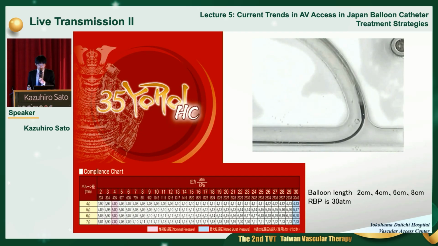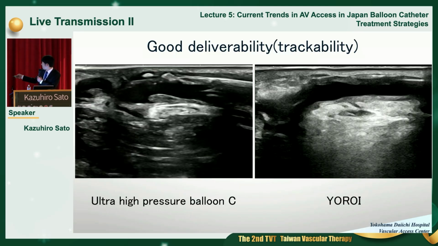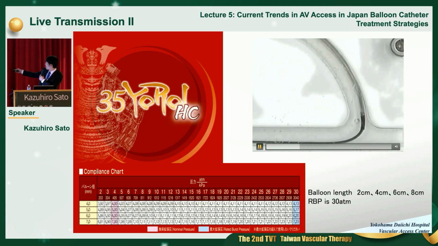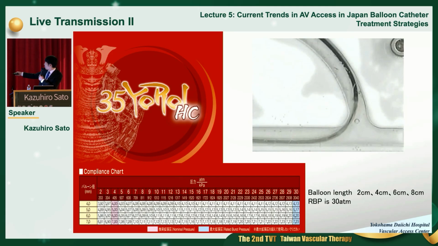So I want to promote Yoroi from the Japanese company, Kaneka Medics. It is an ultra high pressure balloon, and it also has good trackability as the movie shows. So it is an ultra high pressure balloon which can dilate the stenosis near the anastomosis.